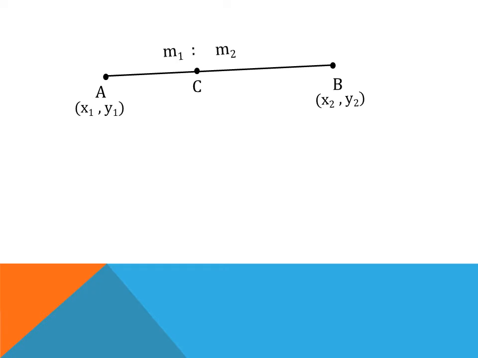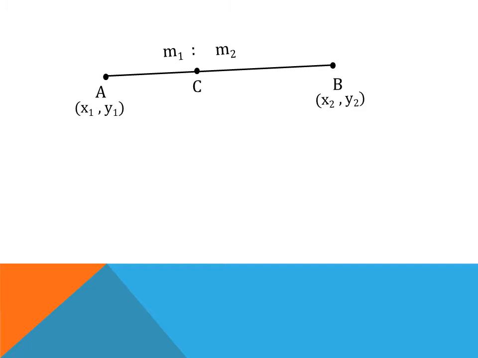Today's video is on the topic section formula. So using this formula we can calculate the coordinates of any point which is dividing a given line segment in a particular ratio. So here we have line segment AB with coordinates x1 y1 and x2 y2 respectively. Point C is dividing it in the ratio m1 is to m2. So let us say the coordinates of C are x, y.